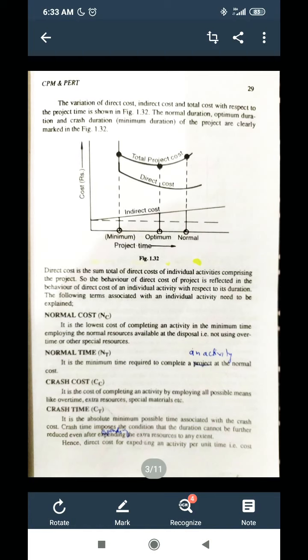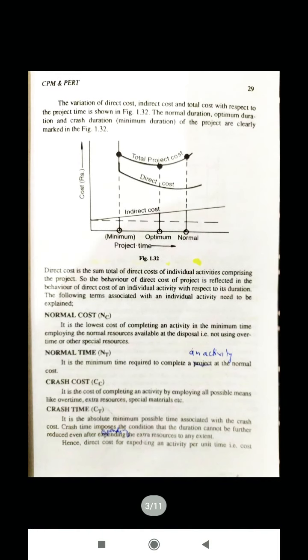So let's come down to here. These are certain terms that we need to know. These are related to a particular activity. Now here, by this time we were talking about the total project time, total project duration, or total project cost. Now, with reference to independent activities, we'll talk about certain terms like normal cost, normal time.